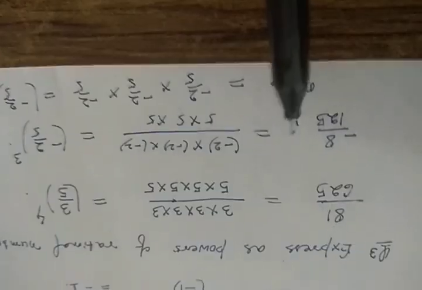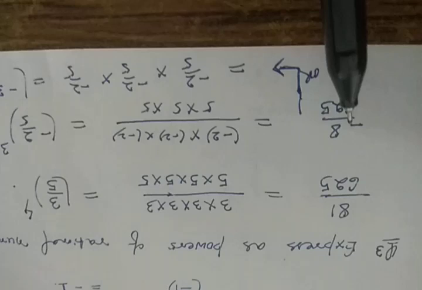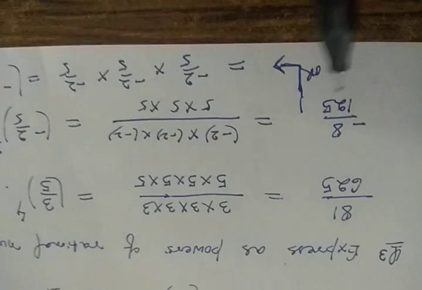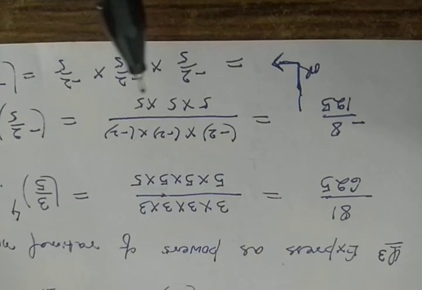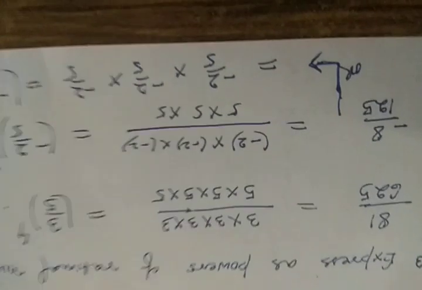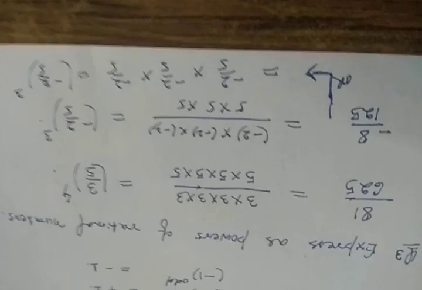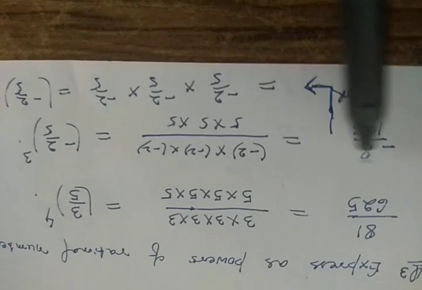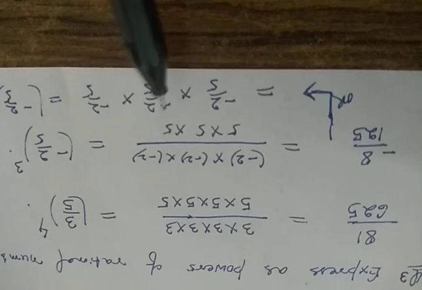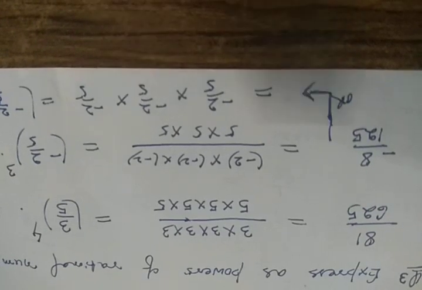Okay, see here, minus 8 by 125. Minus 8 can be factorized like this: 3 times, minus 2, minus 2, minus 2. Now the denominator, 5 into 5 into 5, so it becomes minus 2 by 5 to the power 3. Now the same thing you can write in this way also: this minus 8 by 125 can be written like this, minus 2 by 5, once again minus 2 by 5, and minus 2 by 5. Is it? 2 times 2 is 4, times 2 is 8, so there is minus 8 there.